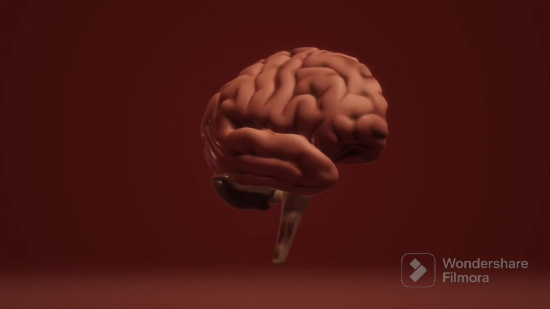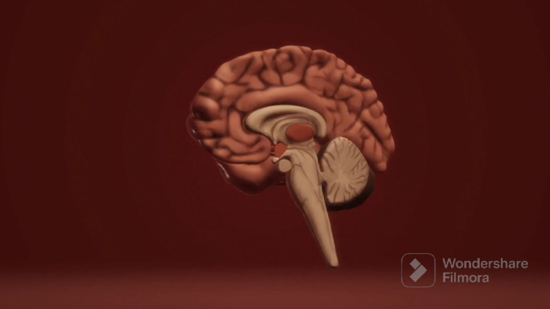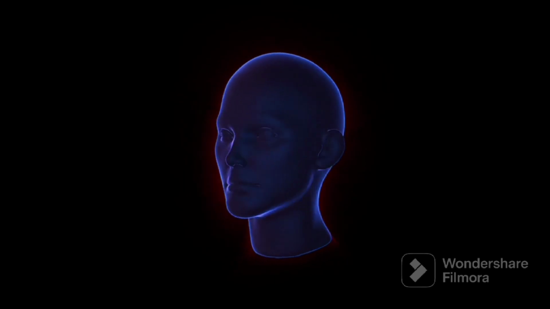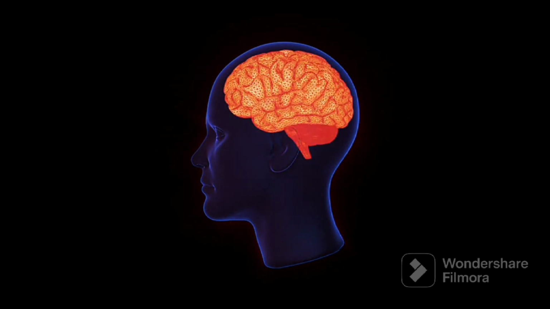Cerebellum. This smaller, cauliflower-like structure at the back of the brain is primarily responsible for coordination, balance, and fine motor control. Brainstem. The brainstem is located at the base of the brain and connects to the spinal cord. It controls basic life functions such as breathing, heart rate, and digestion. It consists of the medulla oblongata, pons, and midbrain.